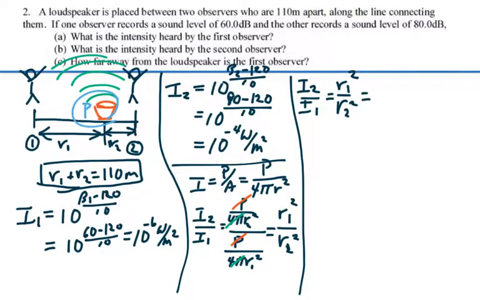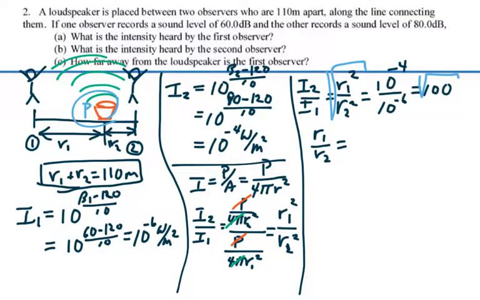So intensity 2 to intensity 1 is r1 squared over r2 squared. That's equal to, based on what we calculated earlier, 10 to the minus 4 divided by 10 to the minus 6, which is actually 100. So we take the square root of both sides. We will get that r1 divided by r2 is the square root of 100, which is 10. Or in other words, r1 is equal to 10 times r2.